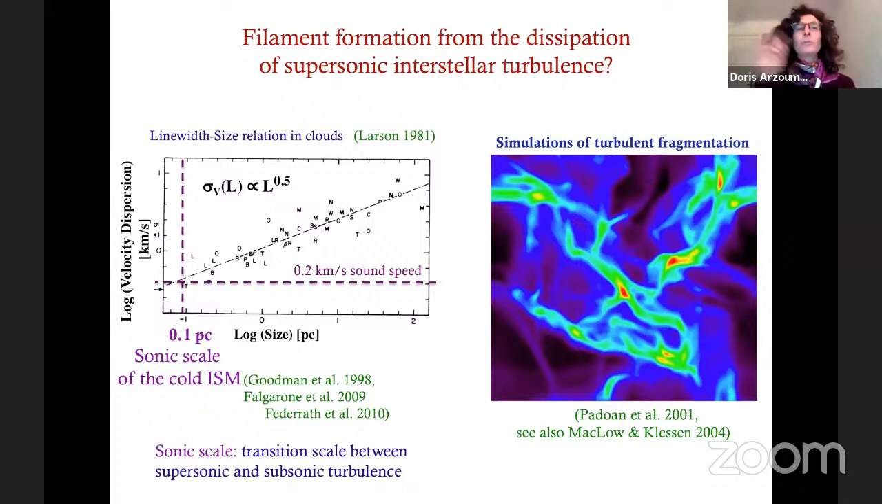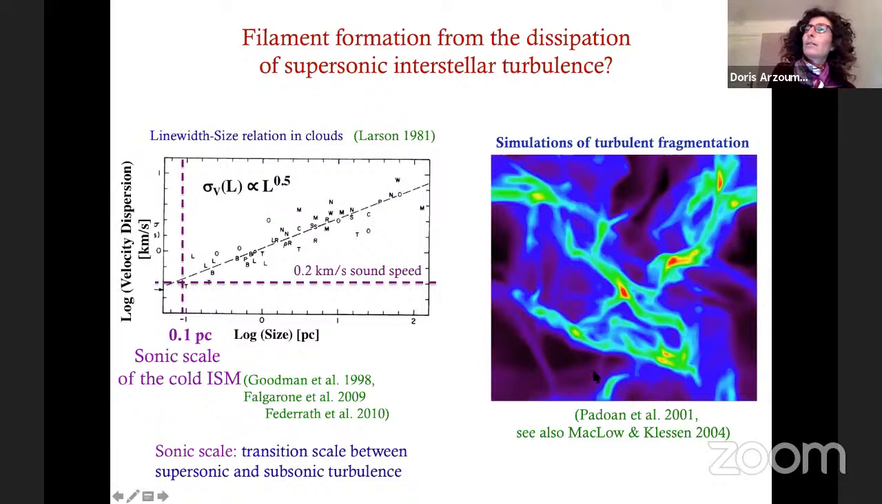But one of the interesting ideas is that this 0.1 parsec width of the observed filaments corresponds to the scale in the interstellar medium which is called the sonic scale. And it's a scale at which the turbulence, which is supersonic at large scale, dissipates, and at scales lower than 0.1 parsec, the turbulence becomes subsonic. So it means that this 0.1 parsec is the scale where the turbulence is dissipated to form structures of this scale, which are observed as the filamentary structures.